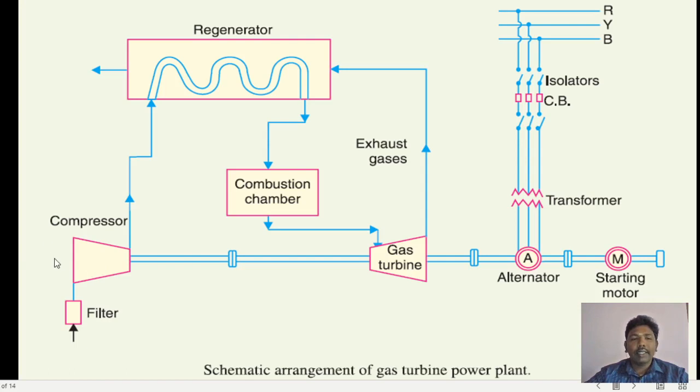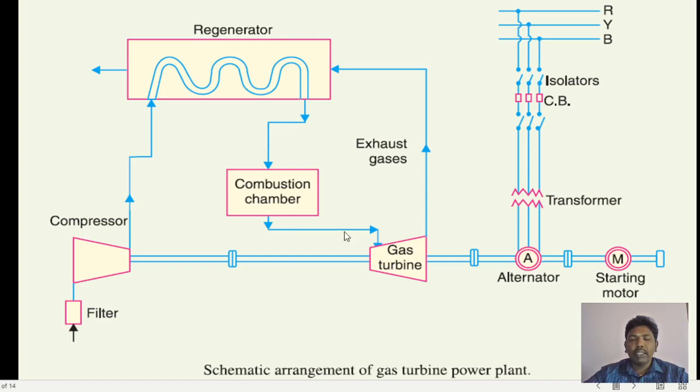So here there is a setup called a compressor, which compresses the atmospheric air and gives it outside. When you compress the air, the pressure becomes intense. That high pressure air is sent to the regenerator, where the temperature will be increased. This temperature-increased, pressure-increased air will be entering a combustion chamber where the heat energy will be produced. That gas will be used to run this gas turbine.